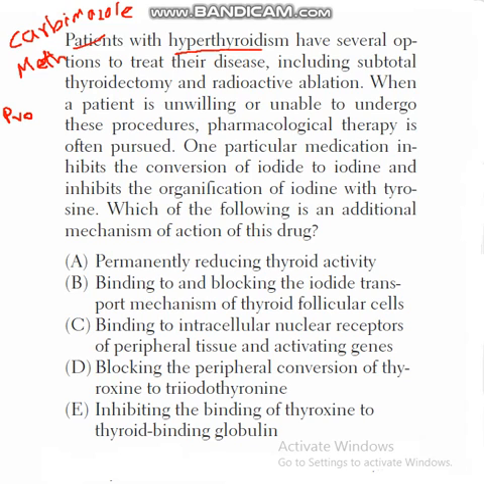And propylthiouracil has two effects. Propylthiouracil is very beneficial in pregnant ladies, because if the patient is pregnant and has hyperthyroidism, we prefer to use the medication propylthiouracil. Okay, propylthiouracil. So among all these medications, carbimazole, methimazole, and propylthiouracil, there is one drug that has two effects.